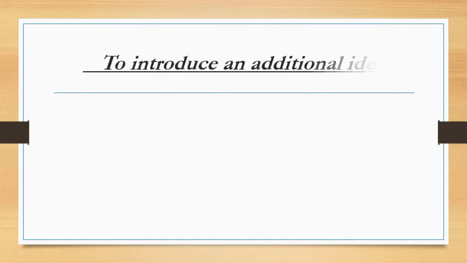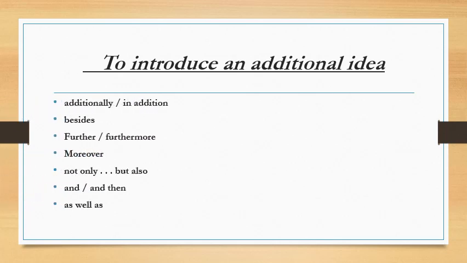So let's see first the first type, which is addition. So in order to introduce an additional idea in a paragraph or in a sentence, we use the following linking words. Additionally, in addition, besides, furthermore or further, moreover, not only but also, and or and then, as well as.